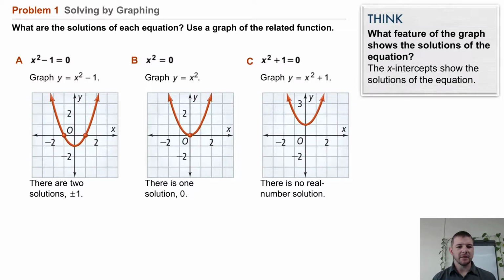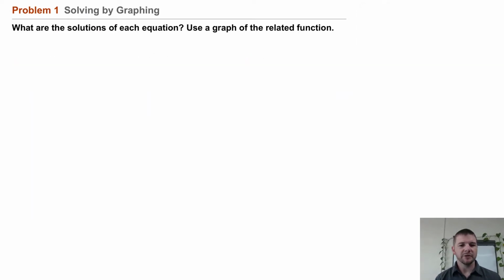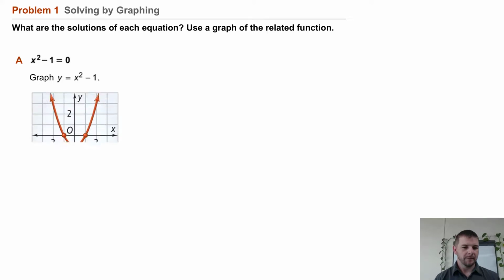Problem 1: Solving by graphing. What are the solutions of each equation? Use a graph of the related function. A, x squared minus 1 equals 0. So graph the equation y equals x squared minus 1, replacing 0 with y.